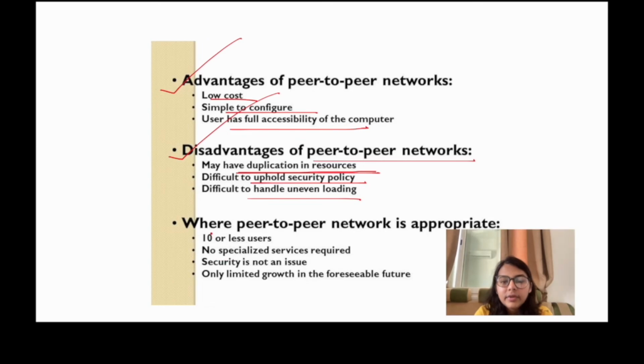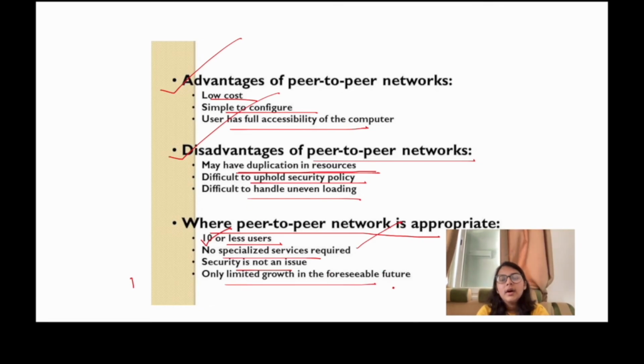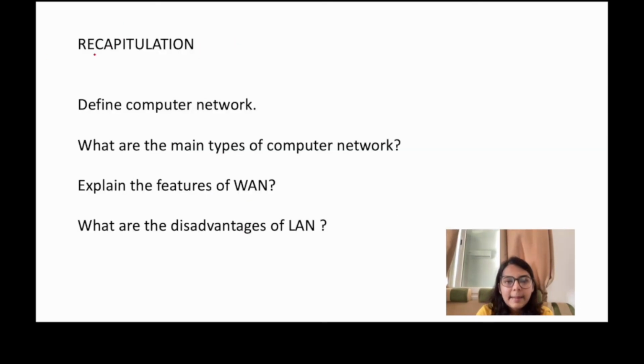Okay, students, and where is peer-to-peer network appropriate? Actually 10 or fewer users can use this particular network. They can interconnect with each other, and no specialized service is required here. So this is a feature of this particular network. And security is not an issue, because it is only connecting 10 or fewer users, and there is only limited growth in the foreseeable future.